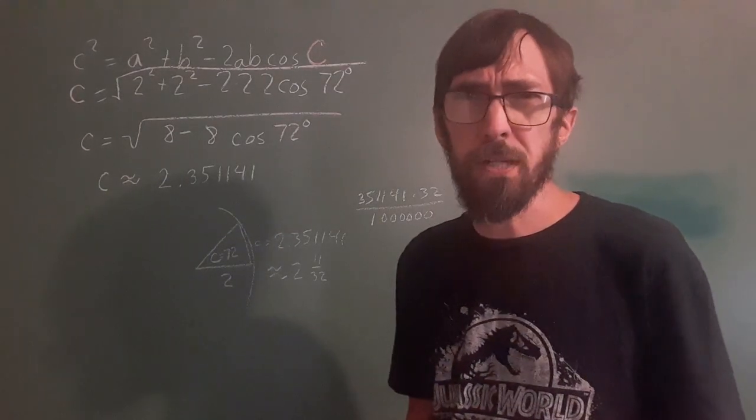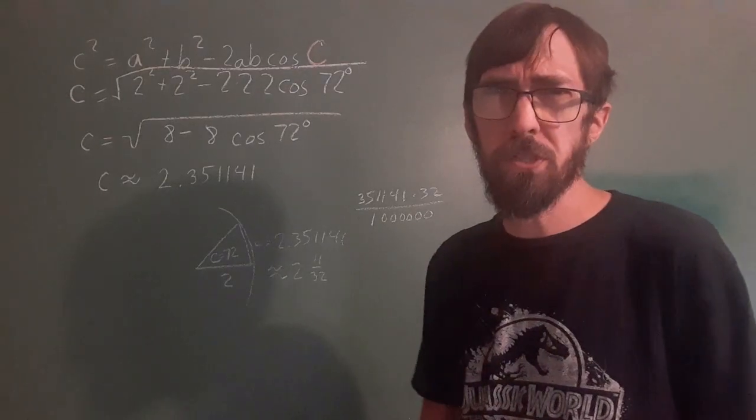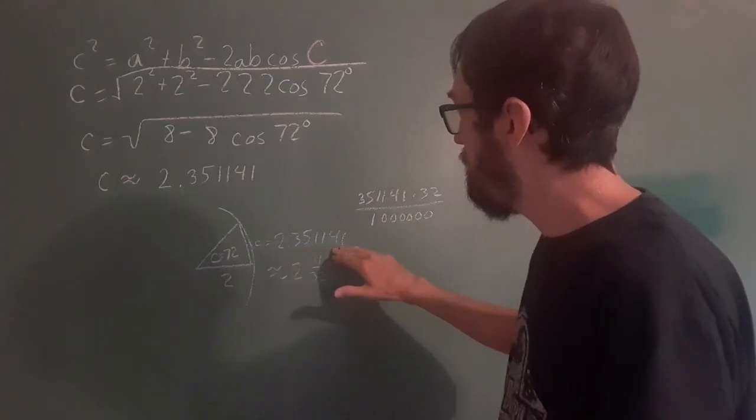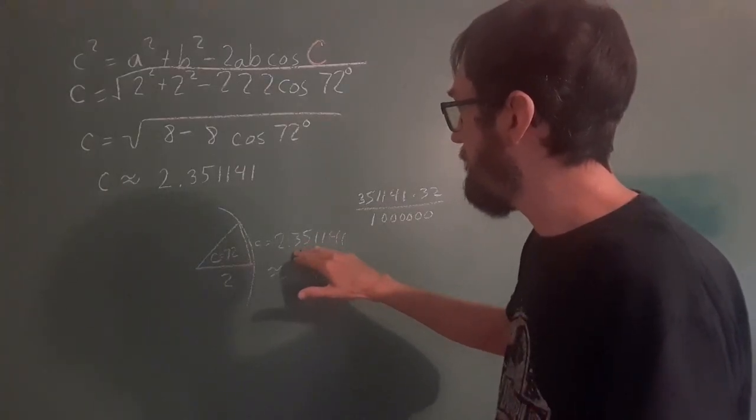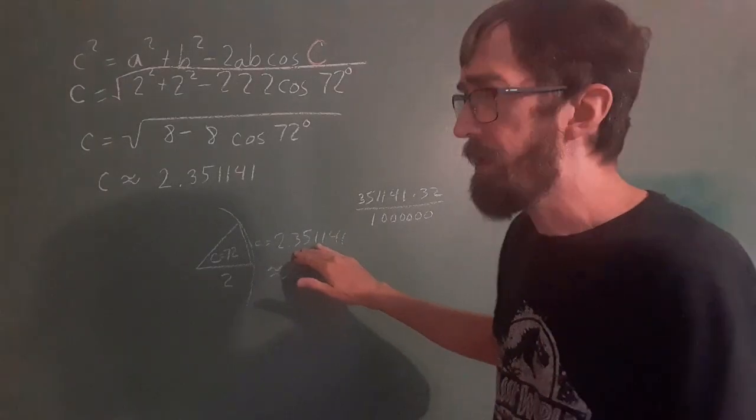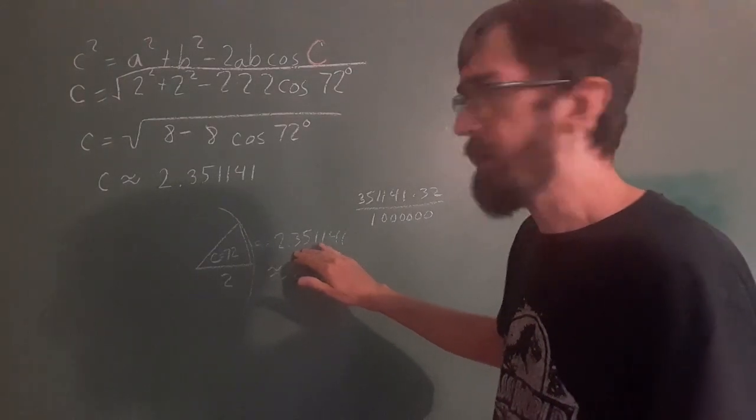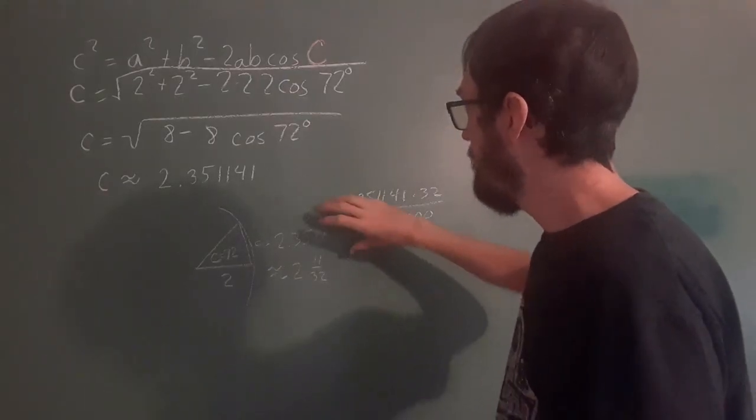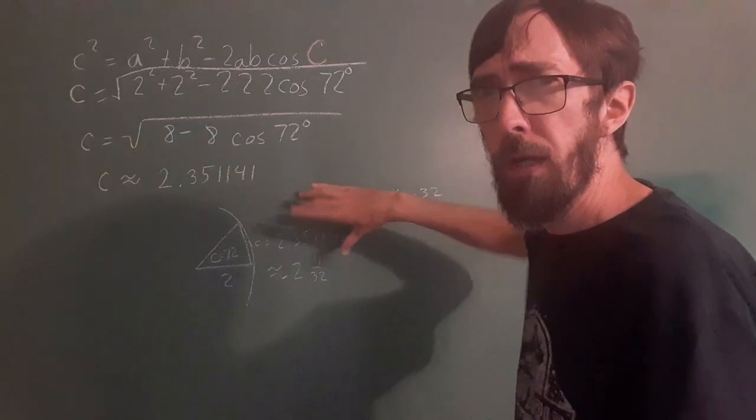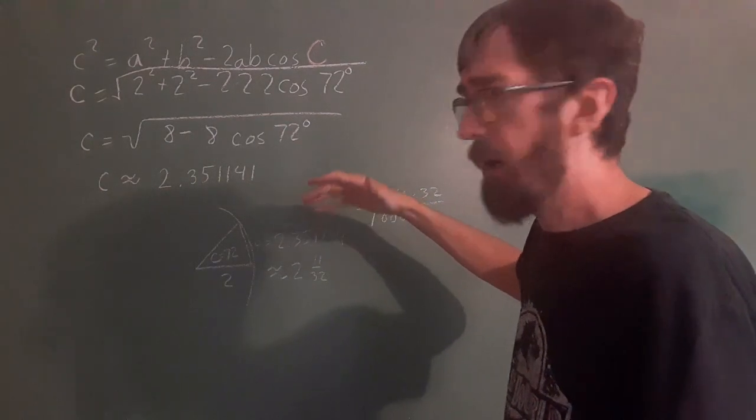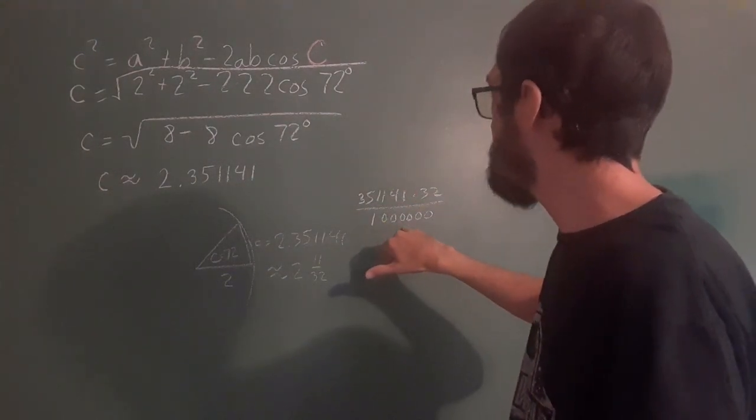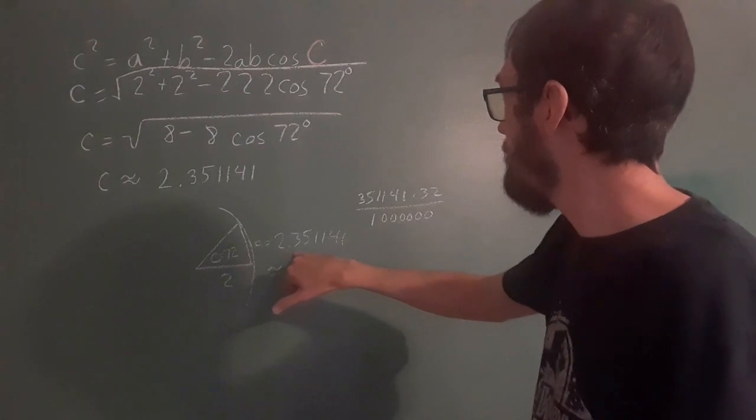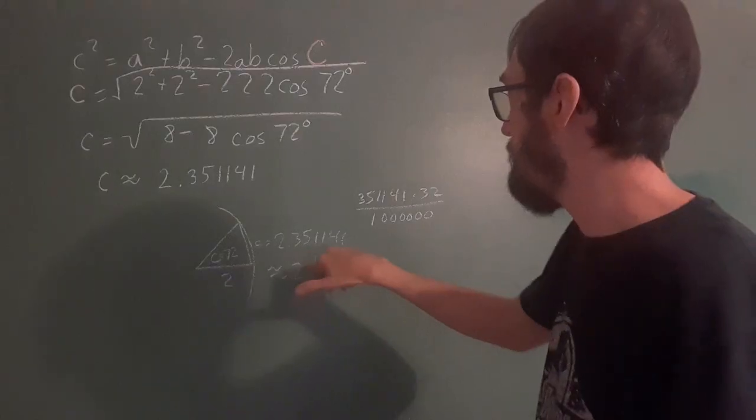If you're being really precise, you measure out to the 64ths. Let's just say we're doing 32nds. So we have to take this decimal part here and turn it into 32nds of an inch. To do that, you take the decimal portion here, the 351141, you multiply it by 32, and then you divide by, in this case, 1,000,000. And that is simply 1 followed by as many zeros as you have digits here.